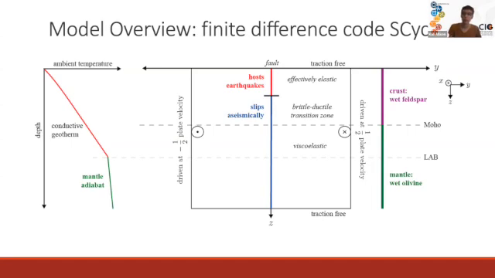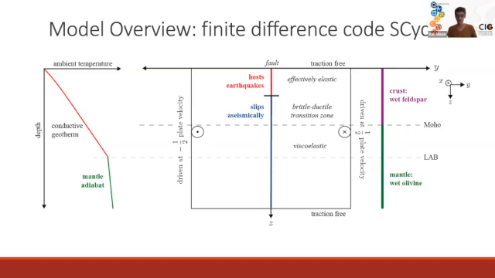The brittle ductile transition doesn't necessarily occur at the same depth as the velocity weakening to velocity strengthening transition, and it's not imposed in the model, but rather evolves out of the solution of the governing equations. And I'm going to model the crust using rheological parameters for wet feldspar and the mantle with wet olivine.